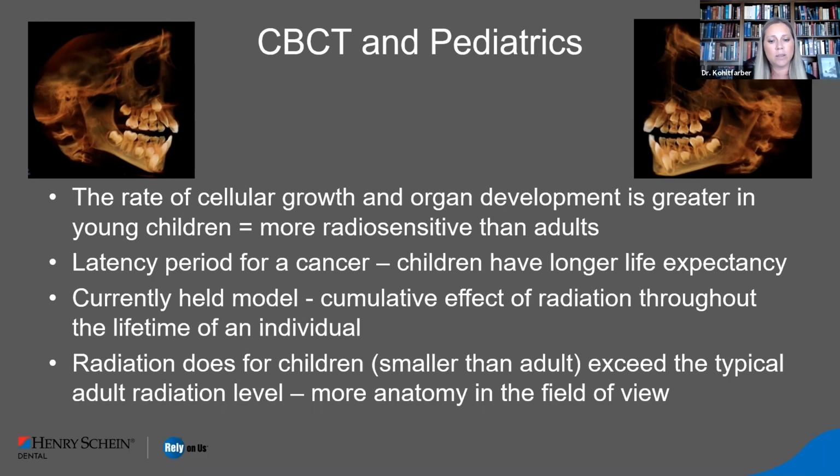The other thing that we need to think about is children are much smaller than adults. So when they're sitting in that machine, there's a lot more of their anatomy that's going to be imaged. And because of that, they actually have much higher doses than an adult would have, just because of the increased amount of anatomy that's actually being ionized. So we're always really careful with children.